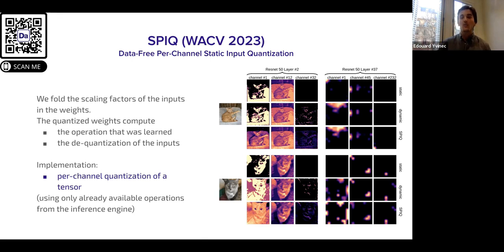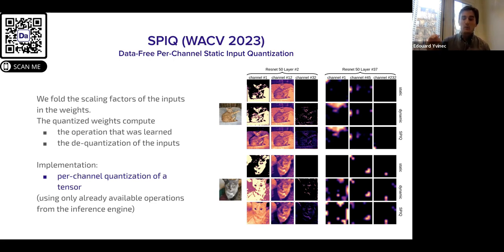So here, we illustrated on the right the impact on the feature maps, so at several levels of ResNet 50. And we compare a standard static per tensor quantization to dynamic quantization and to the proposed per channel quantization. And what we can see is that we preserve the representations much better. So obviously we achieve a higher accuracy.